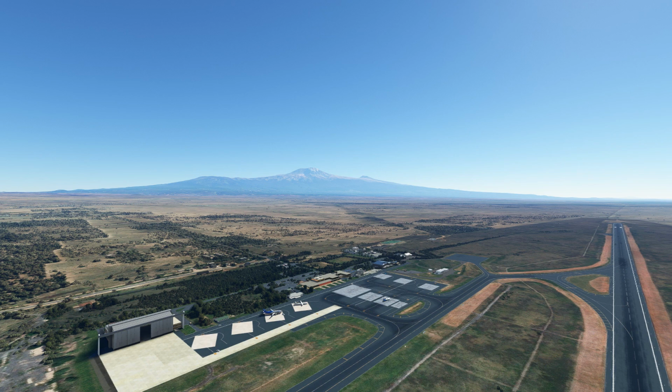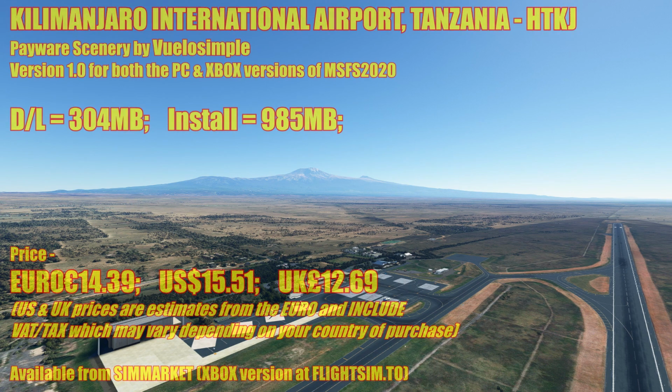So there you go, guys. Kilimanjaro International Airport in Tanzania, Central East Africa. Hotel Tango Kilo Juliet. It's a payware scenery by Vuelosimple, spelt V-U-E-L-O simple. Version 1, and it's available for both the PC and Xbox versions of Flight Simulator 2020. Grab it from Sim Market, or if you want the Xbox version, I think you can get it from flightsim.to.